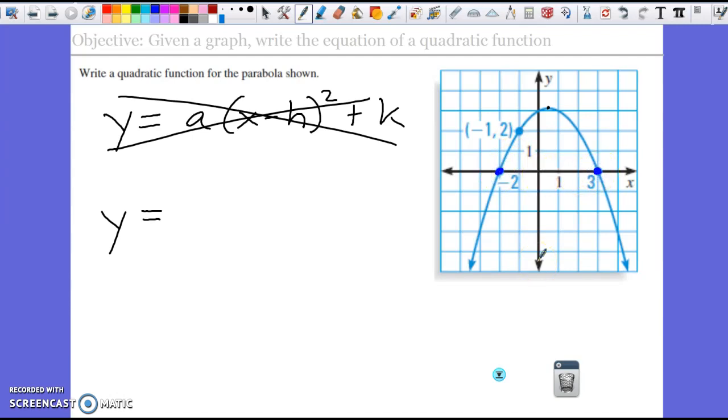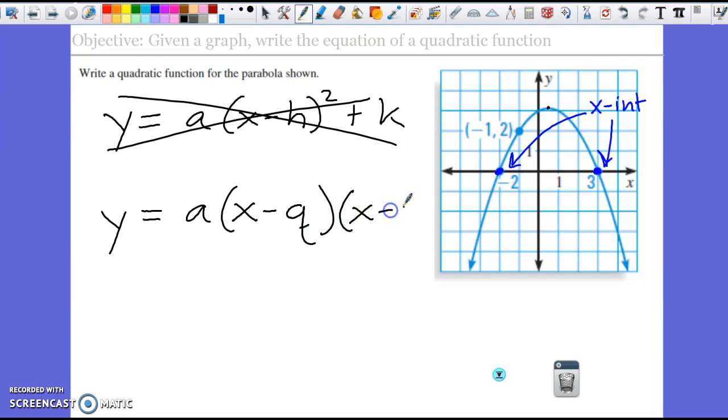It's where the parabola crosses the x-axis. Those are called x-intercepts, or roots, or zeros, or solutions. X-intercepts, right there. And so the intercept form of an equation is not a times x minus h squared plus k. It's a times x minus q and x minus p, or maybe the other way around, where q and p are the x-intercepts. So all I have to do now, instead of using the vertex, is use those x-intercept values and plug those in for q and p.